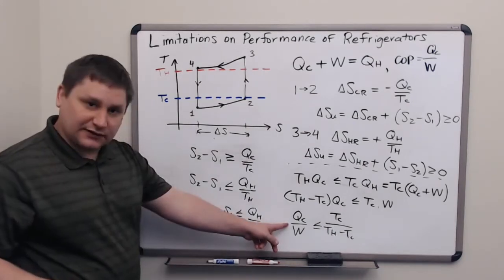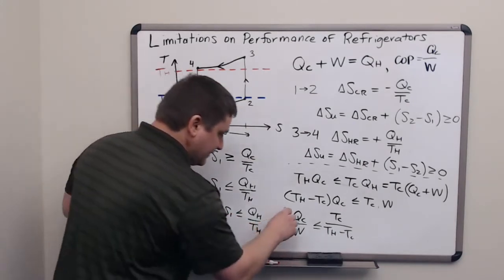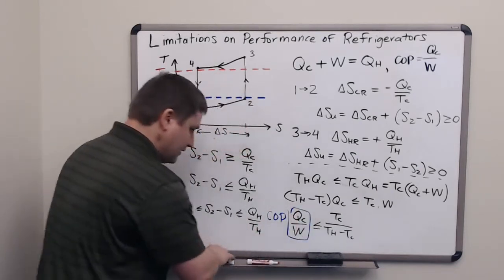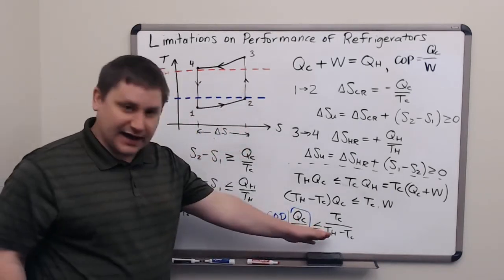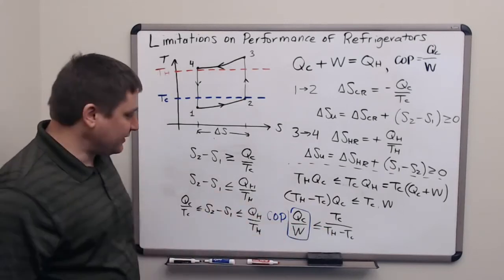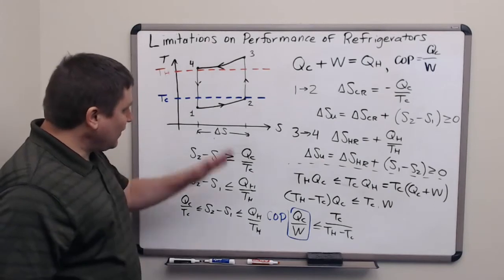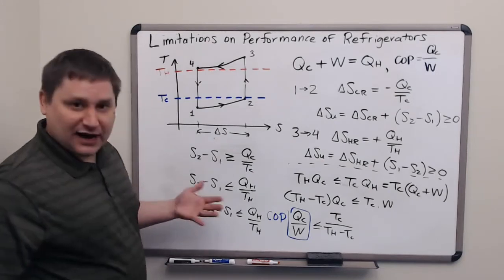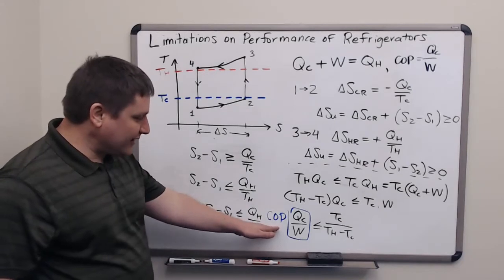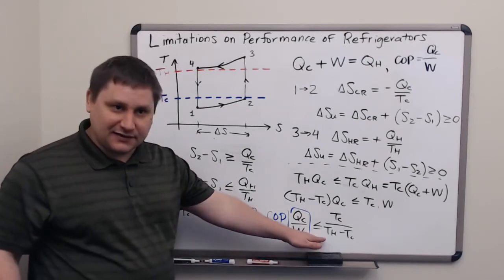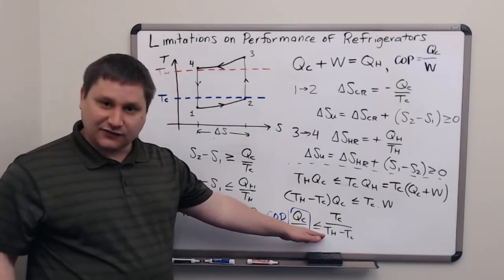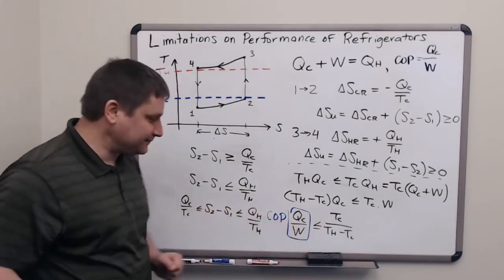This left-hand side here is the coefficient of performance. And the right-hand side is the coefficient of performance of the Carnot refrigerator. So no matter what the cycle is, no matter how cleverly you build your refrigerator, its coefficient of performance is always limited by the second law of thermodynamics to be less than this ratio of temperatures.